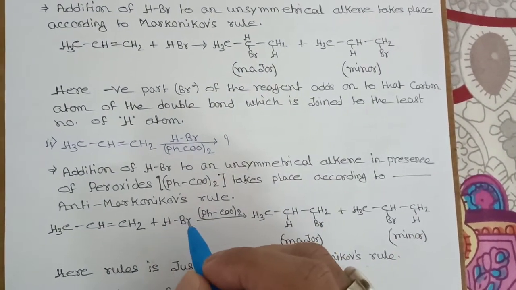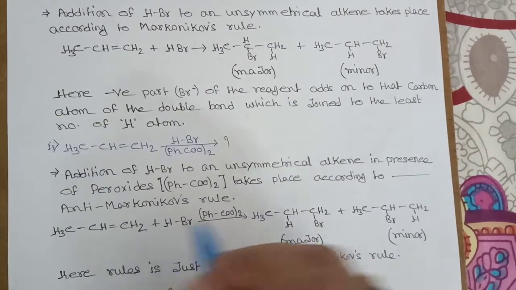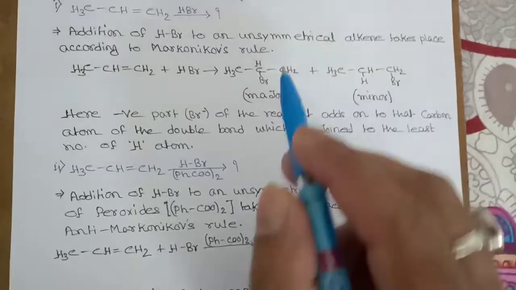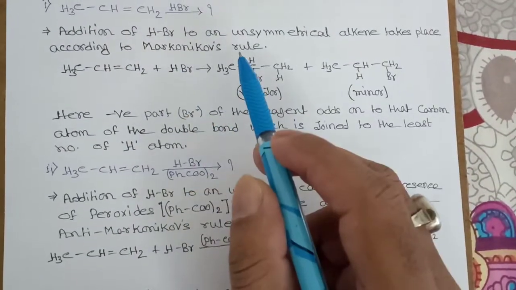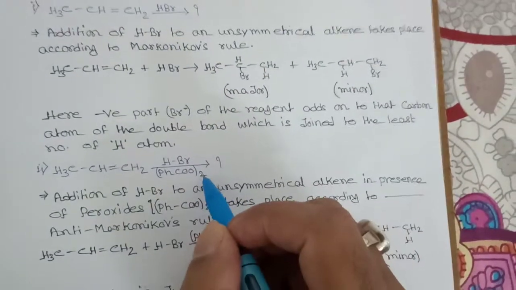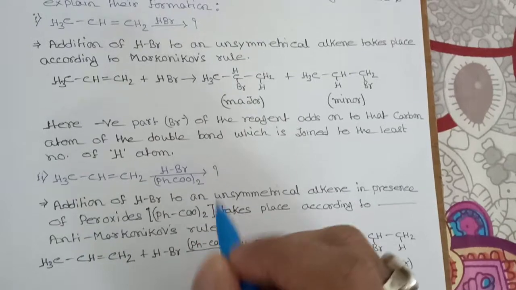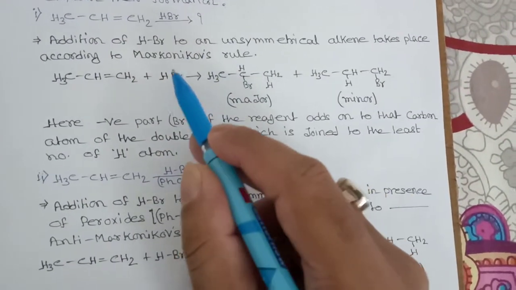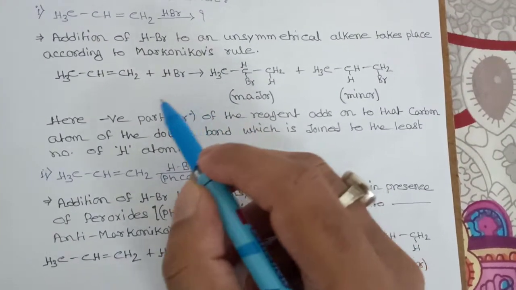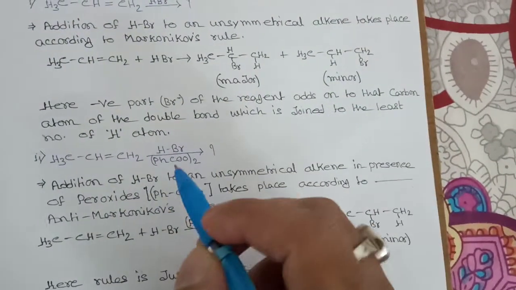And when you attach the negative part to this carbon and the positive part to this carbon, that will be your minor product. So always remember, when there is no peroxide, there will be Markovnikov rule, and when peroxide is present, there will be anti-Markovnikov. Markovnikov says that the negative part of the reagent will add to that carbon which has fewer hydrogens, and anti-Markovnikov is just the opposite of this Markovnikov rule.